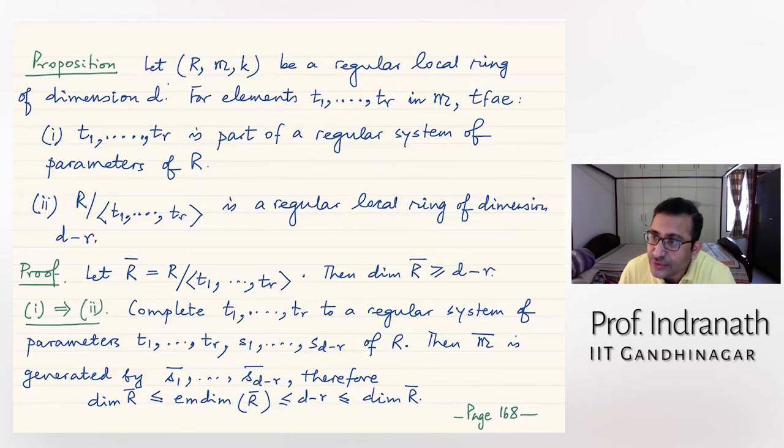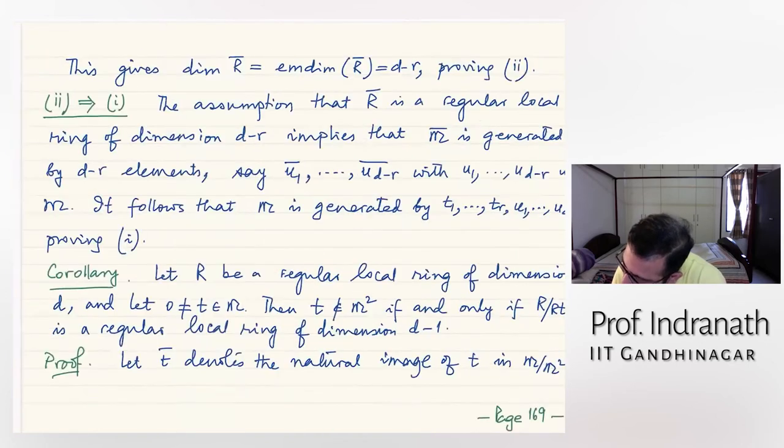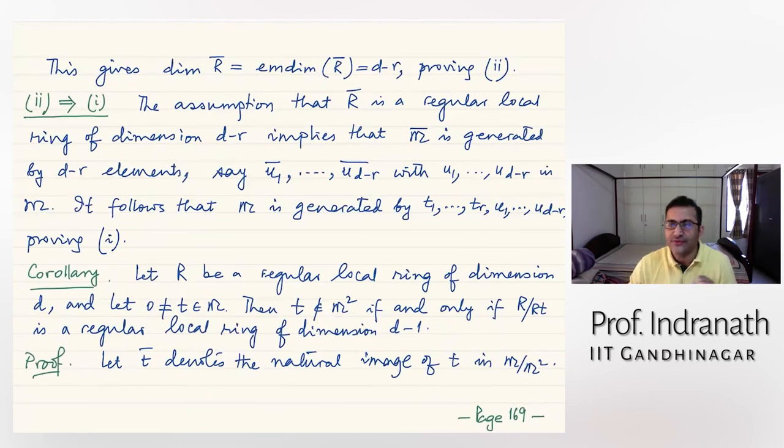But this is extremely useful and has been used here. These are certain things which you have to just remember, because now we will use them everywhere. And something more. If you have a regular local ring of dimension D, and a non-zero element T, then T avoids M square if and only if the quotient is a regular local ring of dimension D minus one. This is very useful: if T is not in M square, that means you have a non-zero element in M mod M square, and then you complete it to a K basis. And then automatically you get a generating set, and so on.